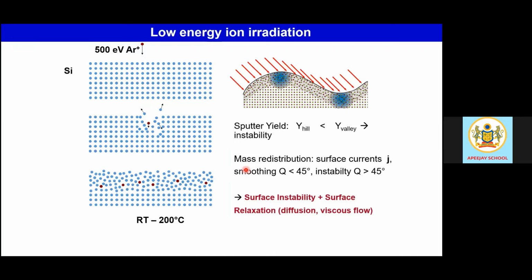Once again, valleys will be eroded faster, as I've tried to show here. So the sputtering yield or erosion from the valley regions will be much more than from the hillocks shown here. Mostly smoothing will be more prominent below a key angle of incidence of 45 degrees, and instability will prevail mostly above 45 degrees.